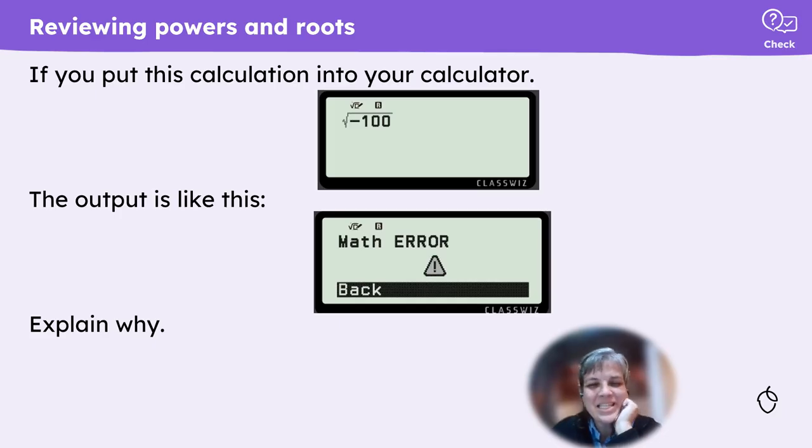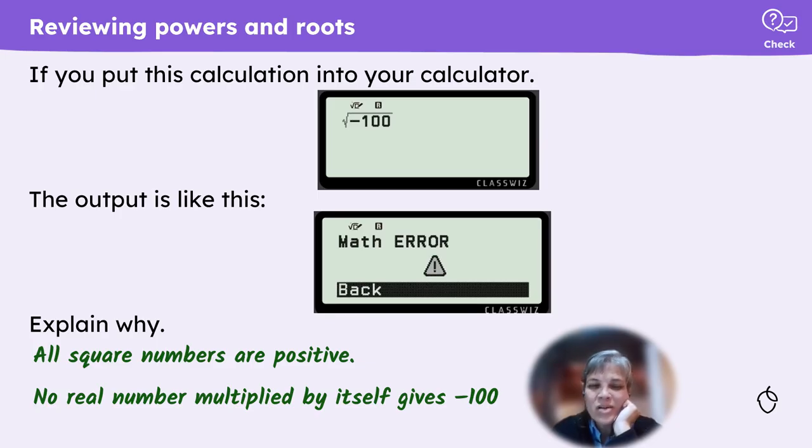Okay, did you share your ideas? Well, you can't take the square root of a negative number because all square numbers are actually positive. And there isn't any real number that you can multiply by itself and get a negative number, get negative 100, for example, in this case. There are no two things I can multiply together and get a negative if they're exactly the same, because a negative times a negative is positive, and a positive times a positive is positive.